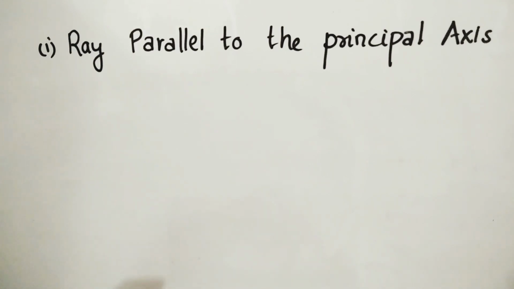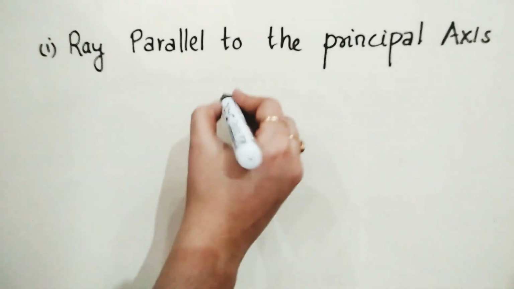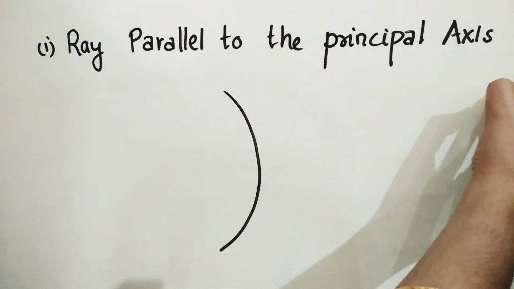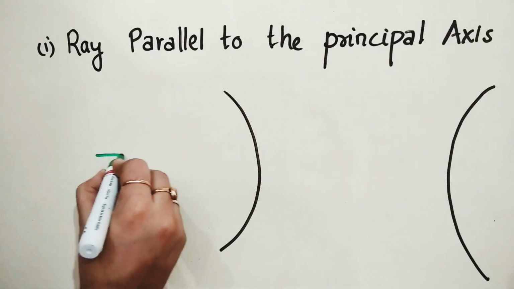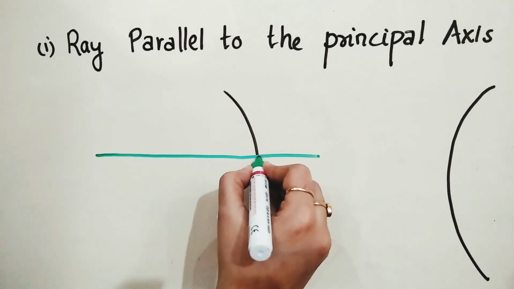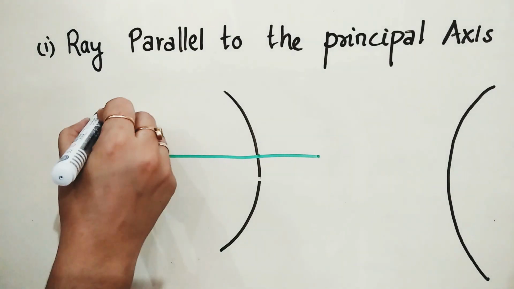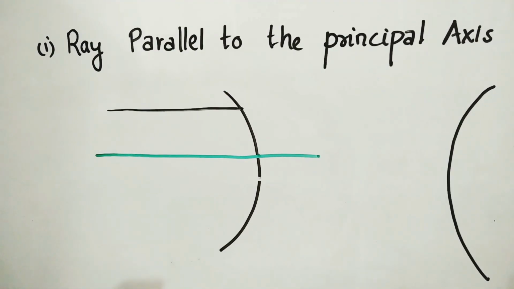So the first rule: what happens when a ray passes parallel to the principal axis, whether it is the case of a concave mirror or a convex mirror. We will discuss both the cases here. First of all, you draw this concave mirror and pass the principal axis like this. Now if the ray is parallel to the principal axis, meaning it is just passing like this here.